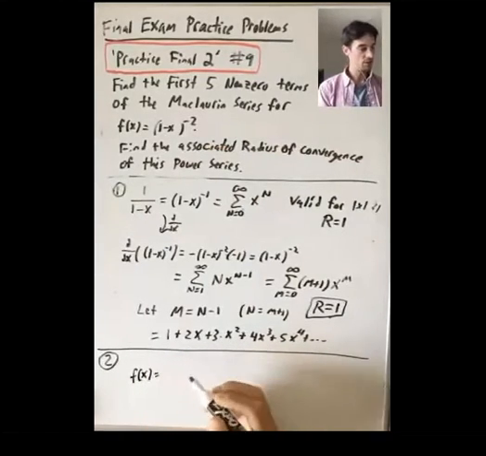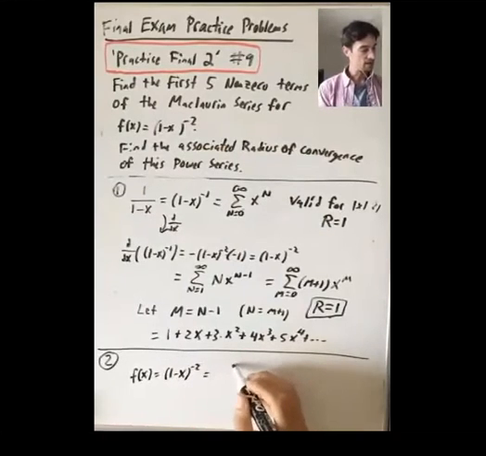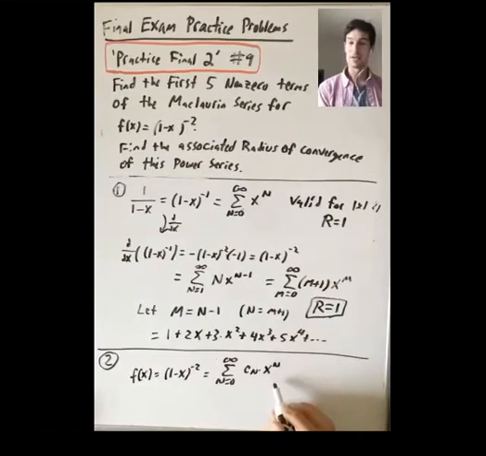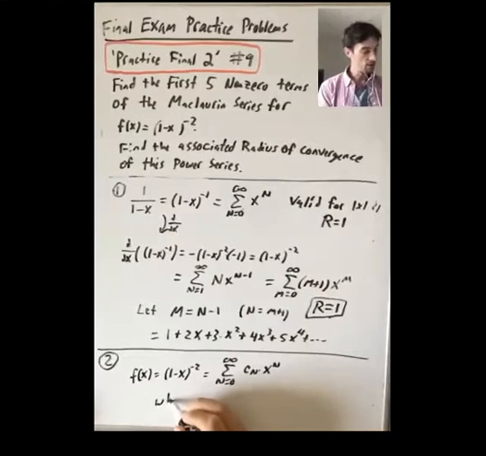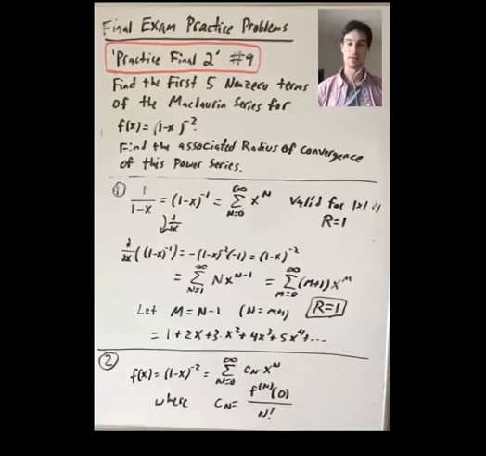Our goal is to write this as a sum from n equals 0 to infinity of Cn times x to the n. This is a power series centered at 0. A Maclaurin series is a Taylor series centered at 0. And we know that Cn has to be equal to the nth derivative of f evaluated at 0, divided by n factorial.